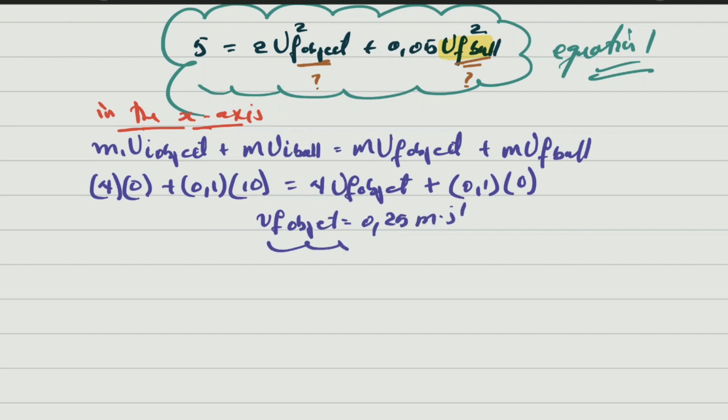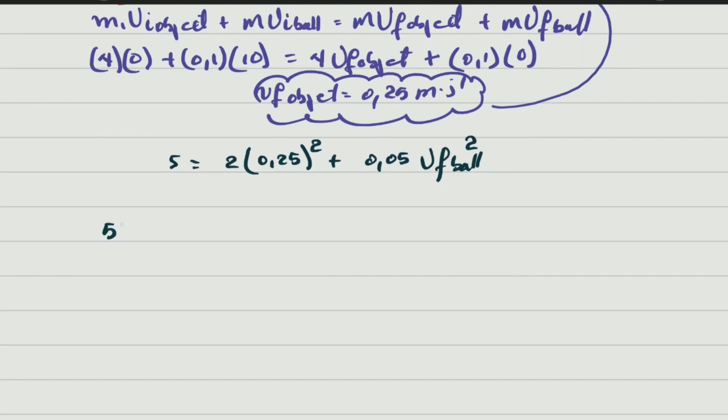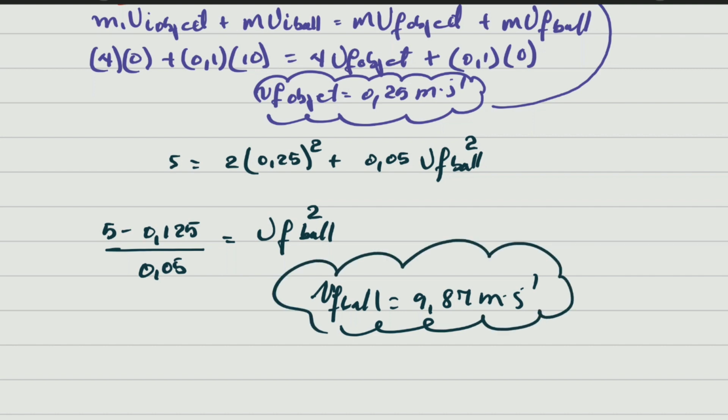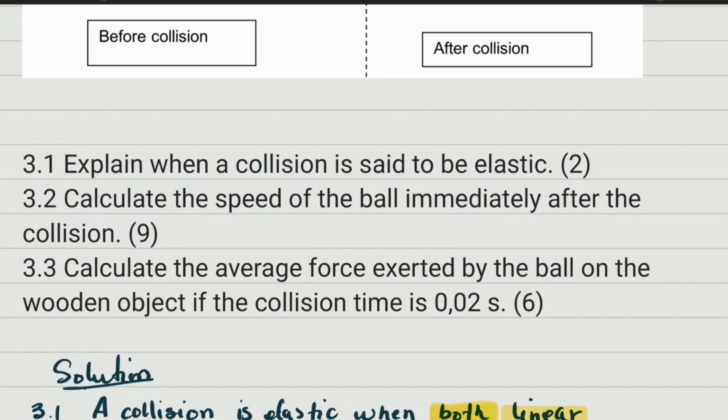That is the velocity of the object after the collision, and this one is what we are going to substitute in this equation 1. So if we do that, we have, okay, and this is the final velocity of the ball, vertical upward. I hope you understand. It's not that bad. It's more intimidating than the real difficulty.